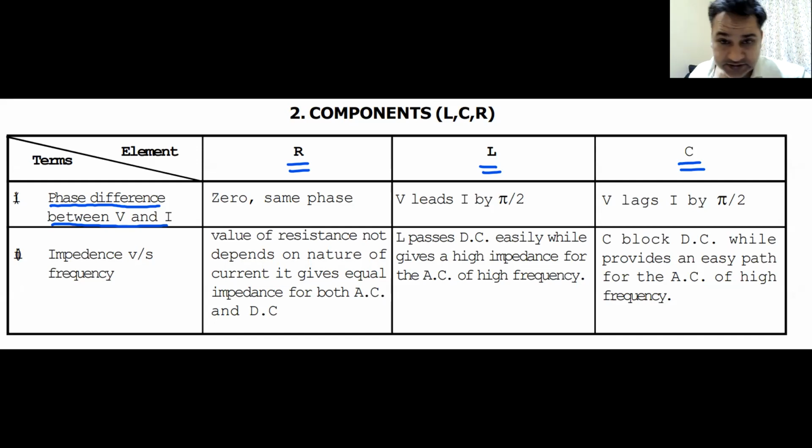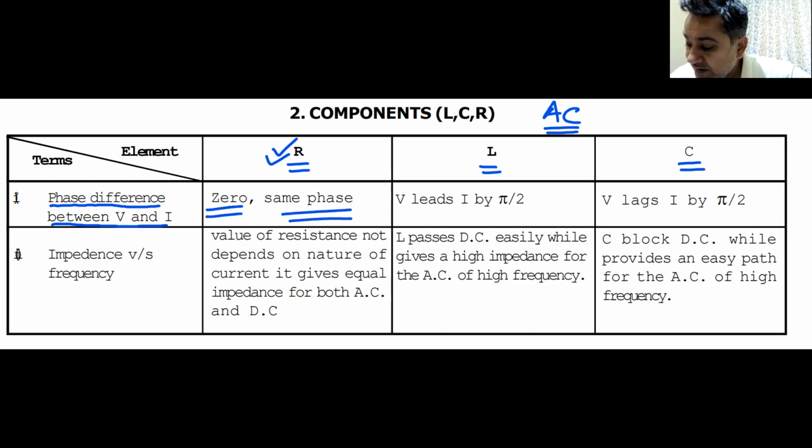Now you'll have to understand and remember this table. If you have only resistance R in an AC circuit, here we are talking about AC circuits, the phase difference is 0. That means they are in the same phase. Will you remember this? Yes, sir.